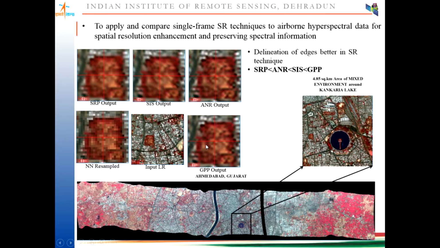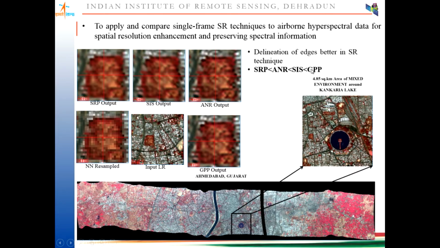So we wanted to know whether, through resampling alone, the 8 meter data could have been brought to 4 meter and retained or enhanced the spatial resolution, but it's not happening. If you see in the resampling, you cannot easily delineate the edges. However, in SRP, you are able to delineate the edges very nicely. Correct?